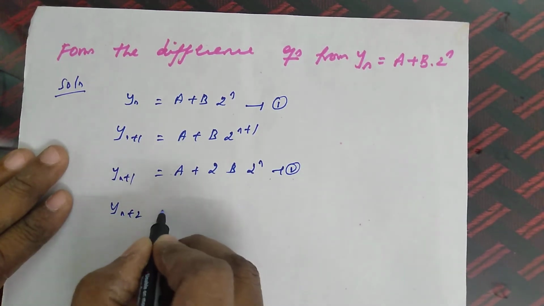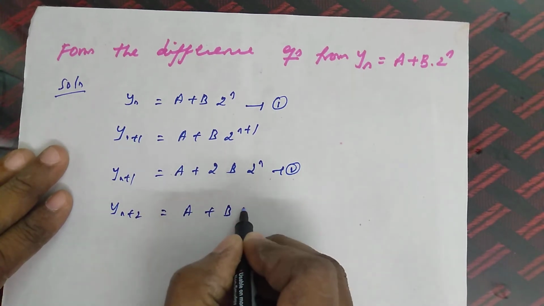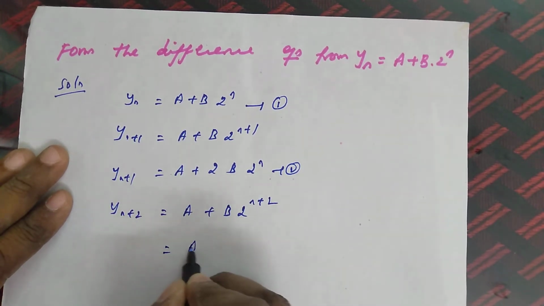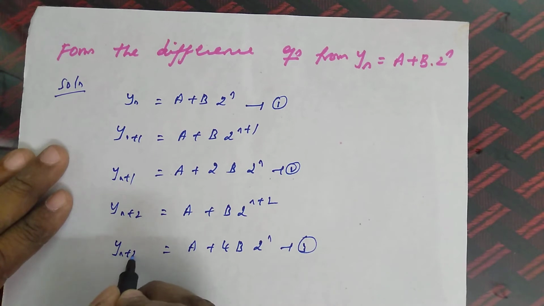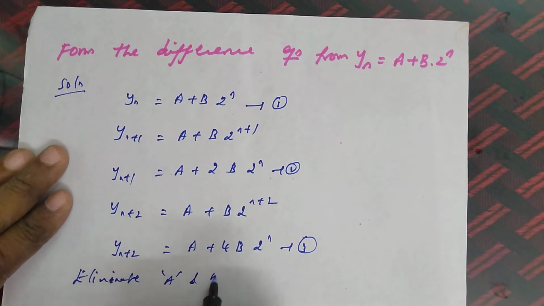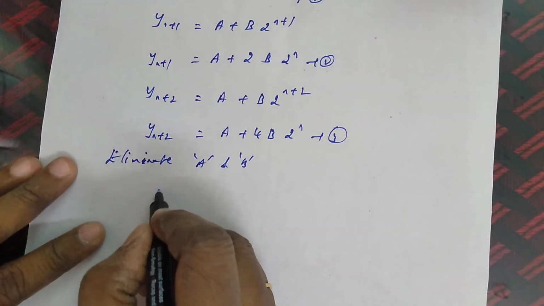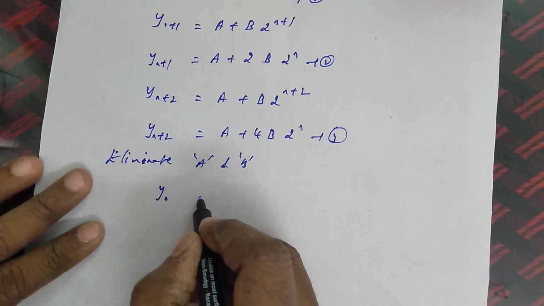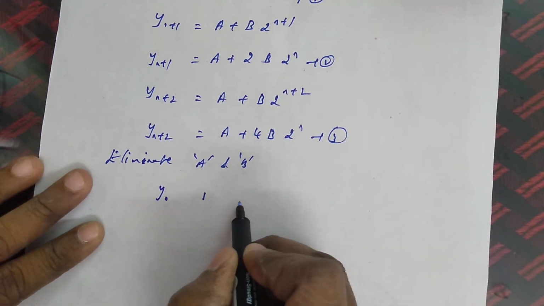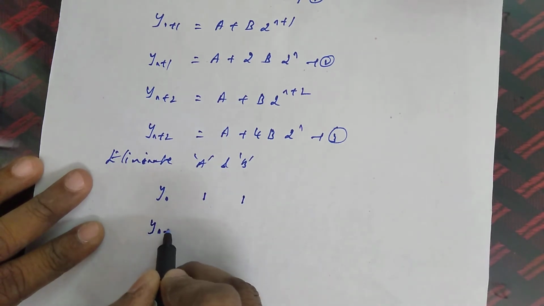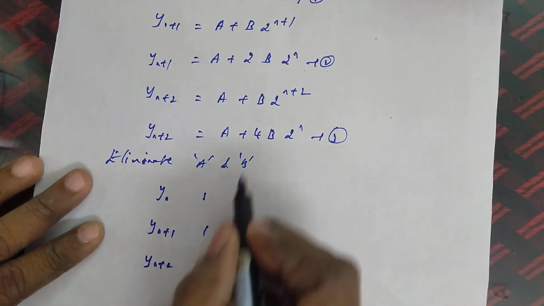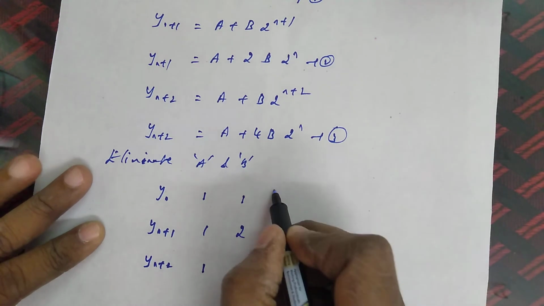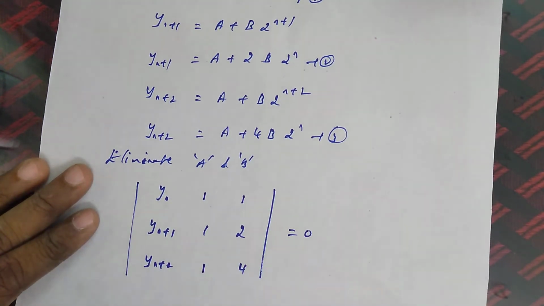And replace n by n plus 2 in 1. So a plus b into 2 power n plus 2, that is a plus 4b into 2 power n, equation 3. This is our yn plus 2. Now we are going to eliminate a and b. So from equation 1, left hand side is yn, the coefficient of a is 1 and the coefficient of b into 2 power n is 1. And the next equation yn plus 1, 1, and here it is 2. And the third equation yn plus 2, coefficient of a is 1 and here it is 4. We are expanding this, and we can get the required difference equation.